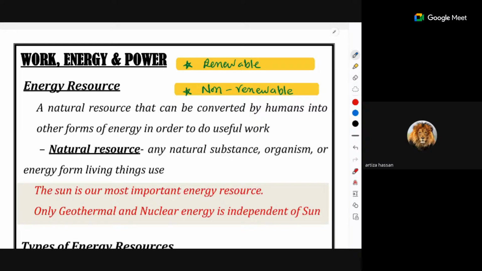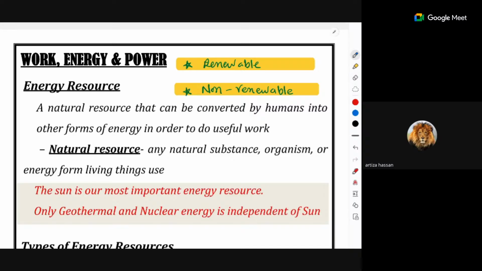Fossil fuels. Fossil fuel, yes, sorry. Thank you very much. Fossil fuel energy is basically produced over a very long time, but we are consuming it at a very high rate. That means that it is a non-renewable source.